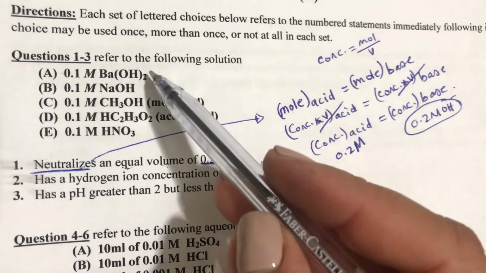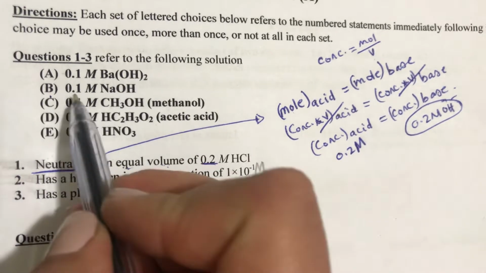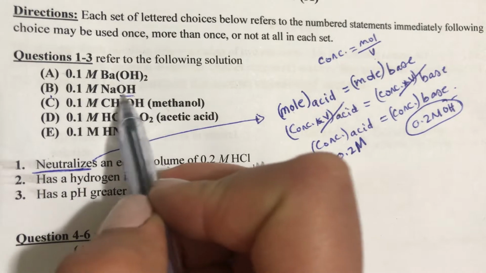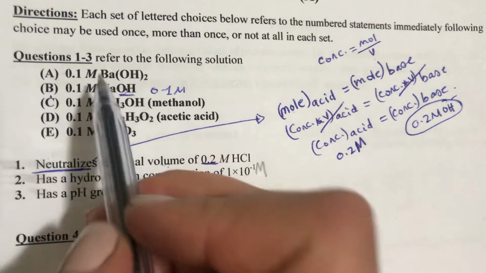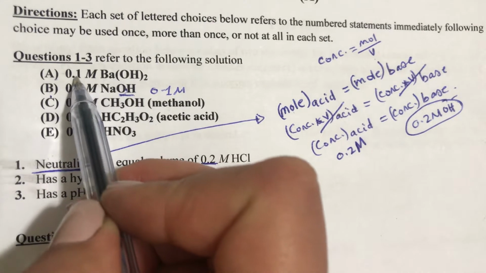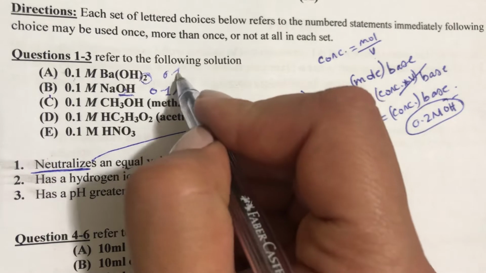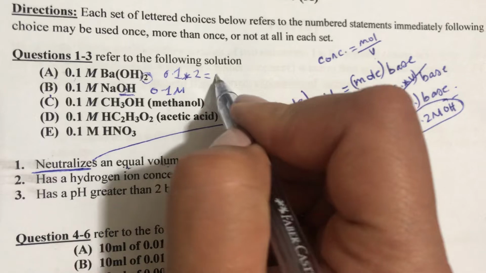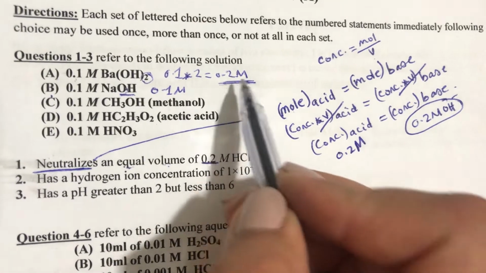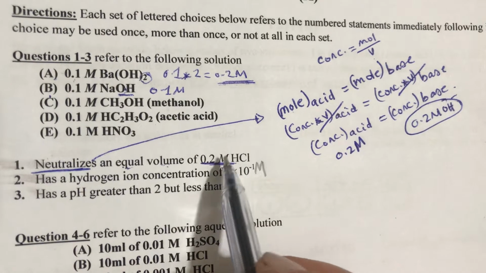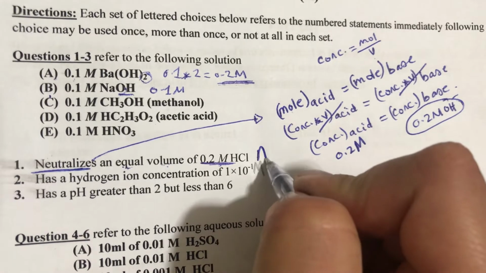Now here in the choices, A and B are the bases. For B, for example, the concentration of hydroxide equals 0.1 molar. For A, the concentration of hydroxide is 0.1 times 2, which is equal to 0.2 molar, which is equal to the concentration of acid, so they neutralize each other. So the answer is A.